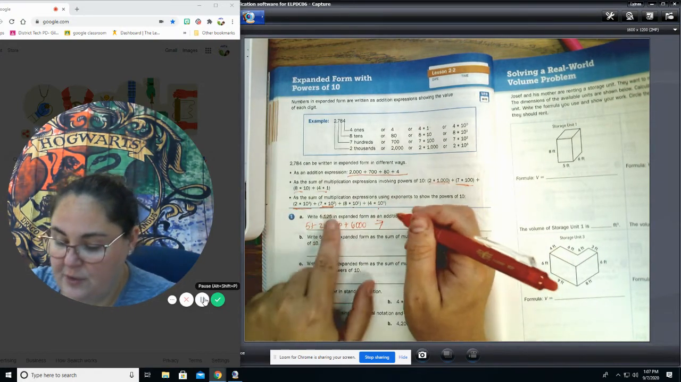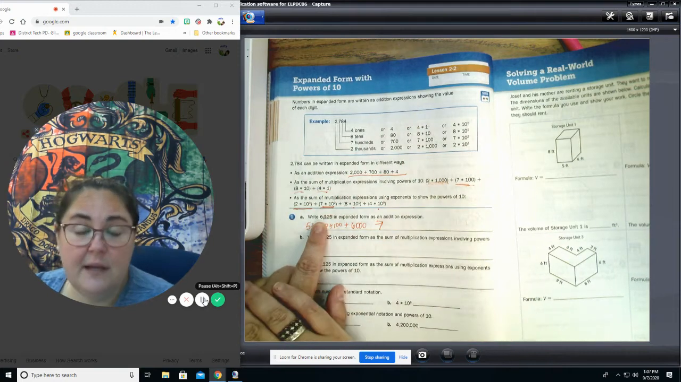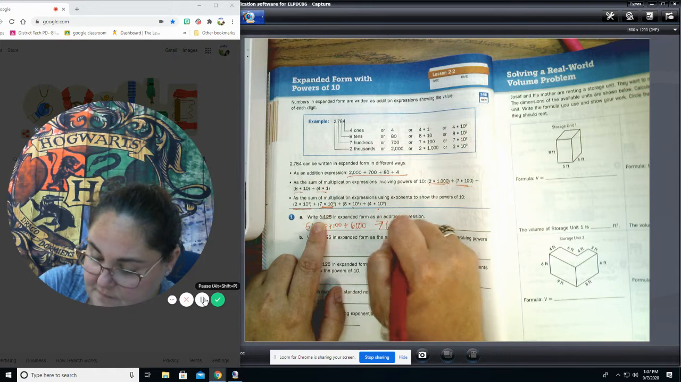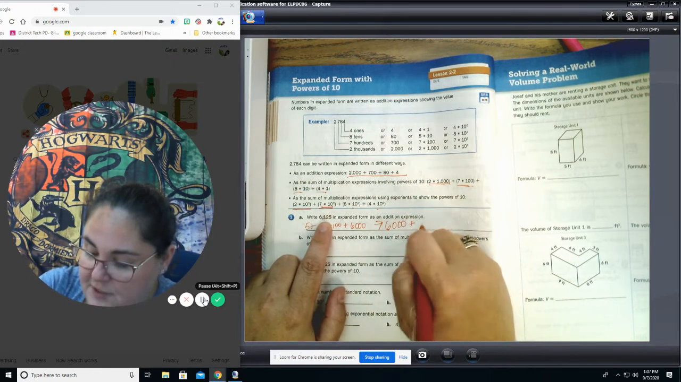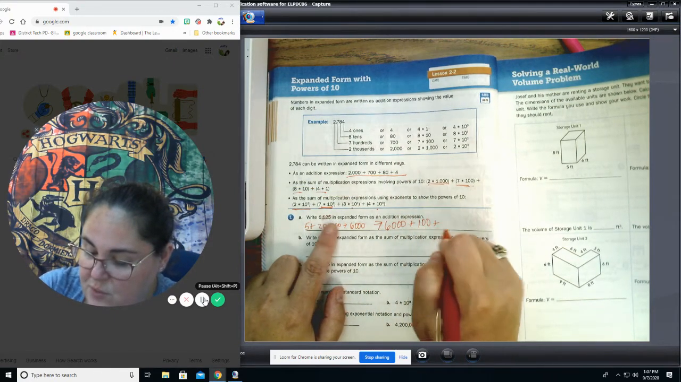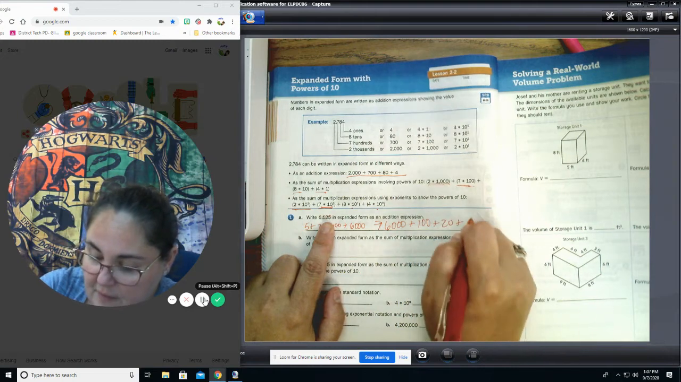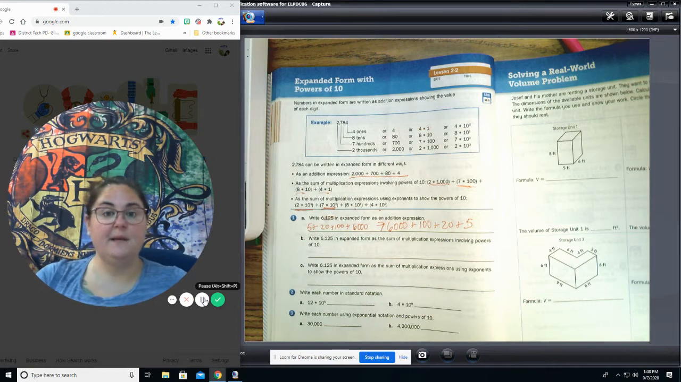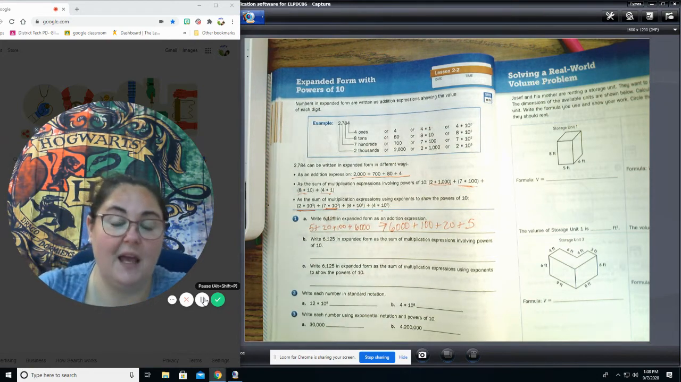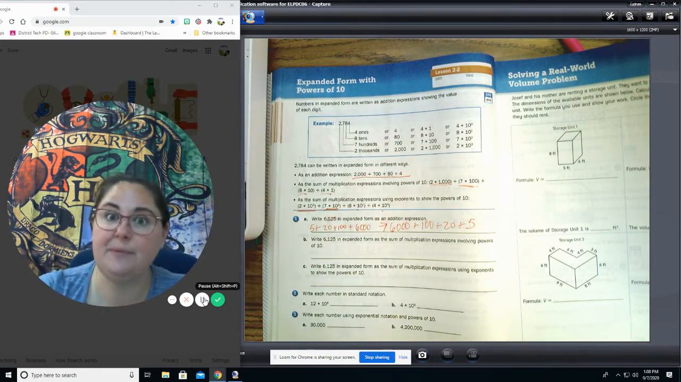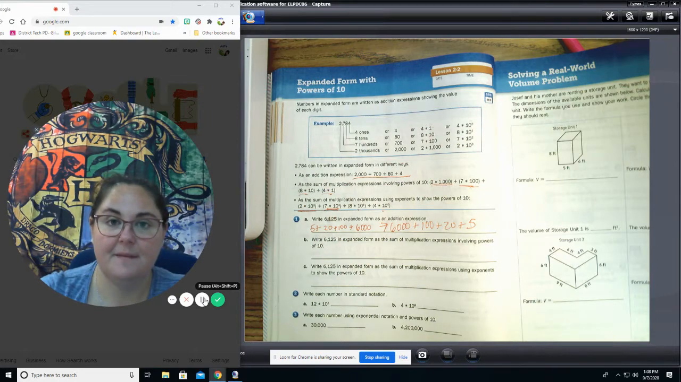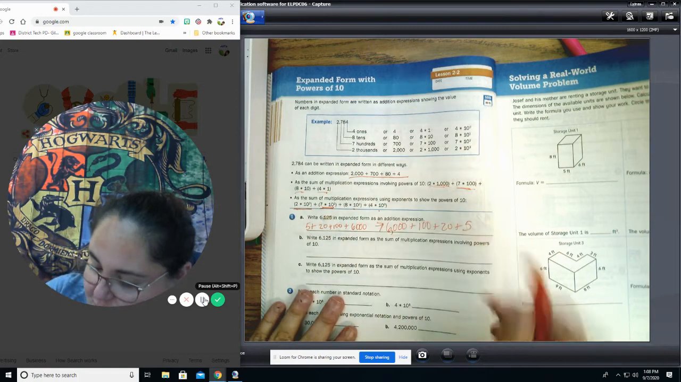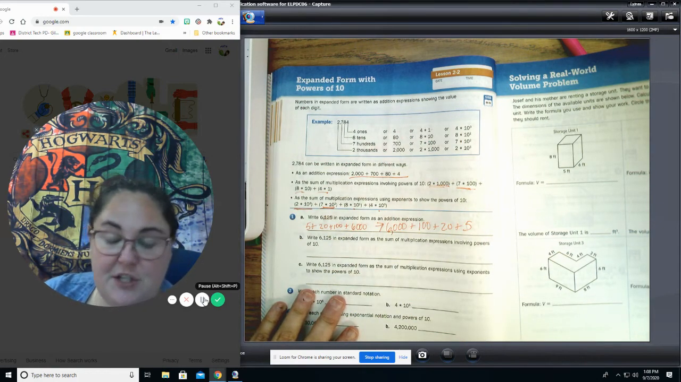Option number 2, you can start with this number, and I literally read the number out loud. 6,125. So if you say the number out loud and write what your mouth is saying, write what words come out of your mouth, it's going to put them in order for you. Okay? Awesome. So these are the 2 ways to write it in addition expression.